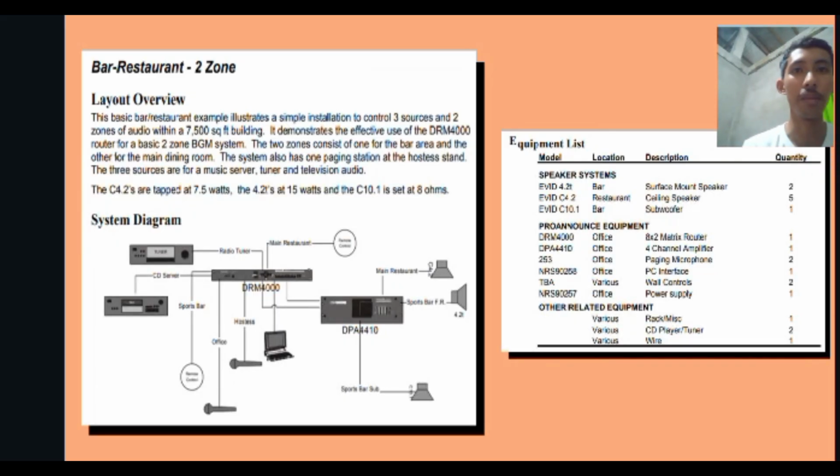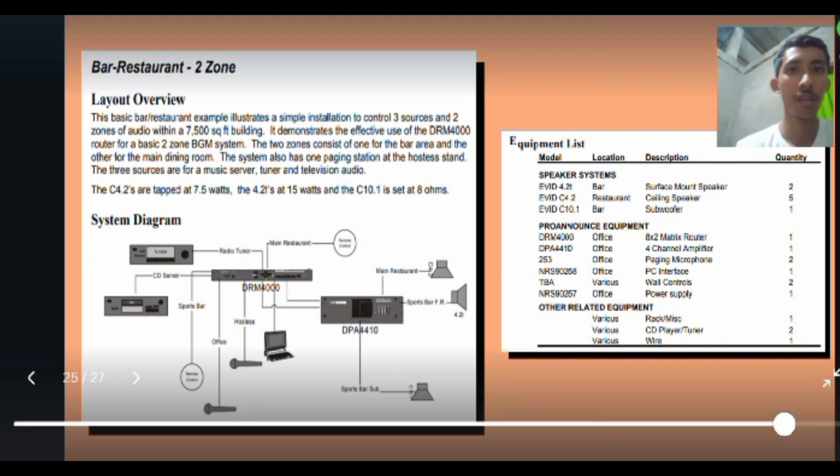Here is the second, the bar restaurant two-zone system. Layout overview. This basic bar restaurant example illustrates a simple installation to control three sources and two zones of audio within a 7,500 square foot building. It demonstrates the effective use of the DRM 4000 router for a basic two-zone BGM system.